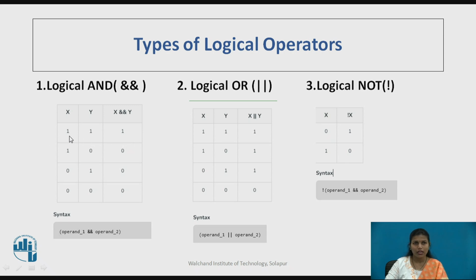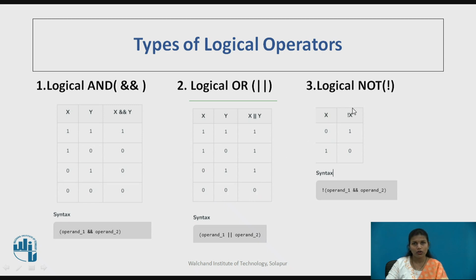You can see if both conditions results are true, then the value becomes true. Otherwise, if any one of the conditions becomes false, the result becomes 0. For logical OR, if both results are true or any one of the conditions is true, it will return 1. Otherwise, if both conditions are false, then only it will return 0.